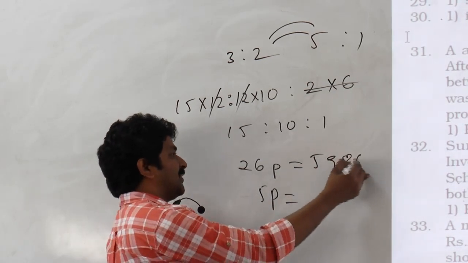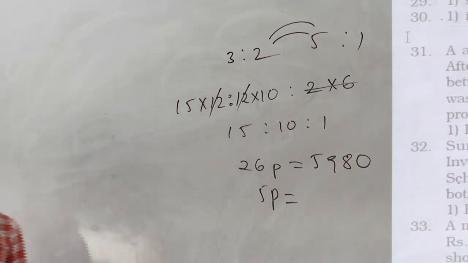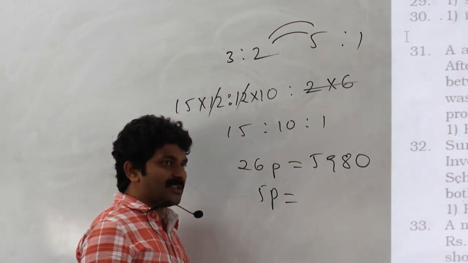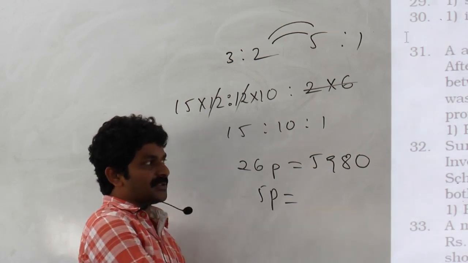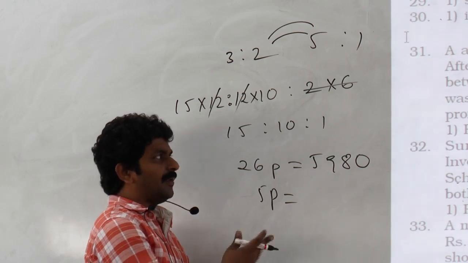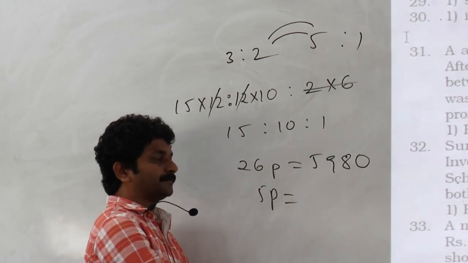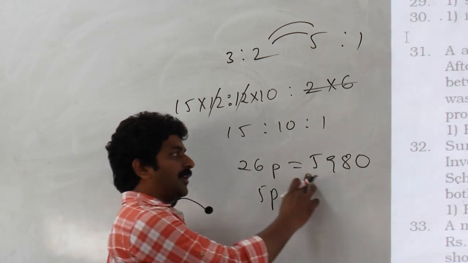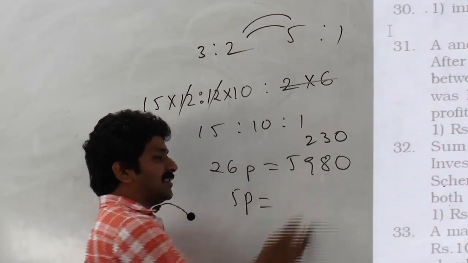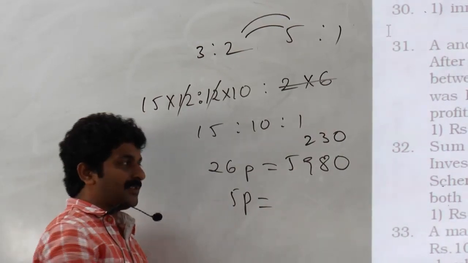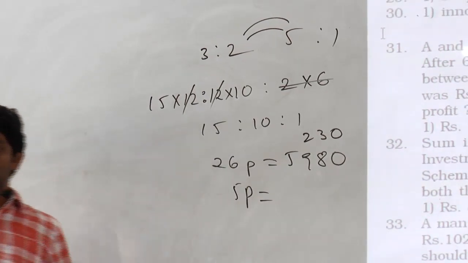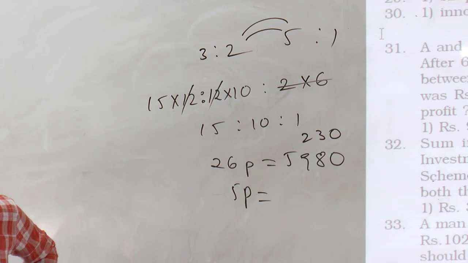Next, 5,980. 26 parts is equal to 5,980. 5 parts is how much? Annual profit, right? 26 times 2 is 52, you have 78, 3 times, so 23 and then 0, 230 times, and 5 times, 230 10 times is 2,300 and make it half, 1,150.